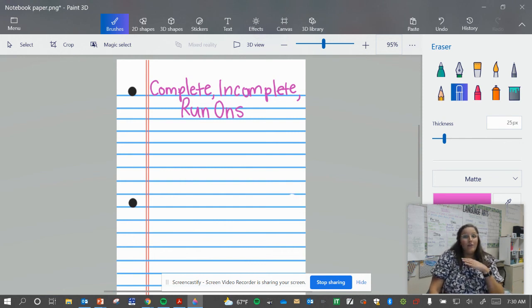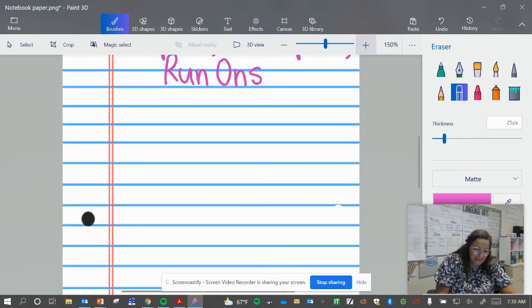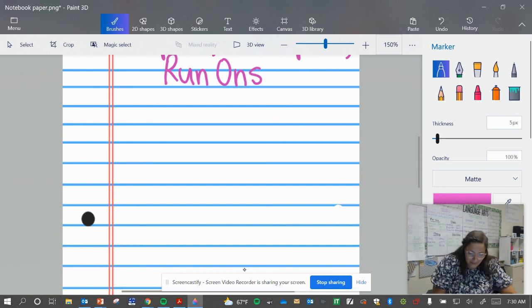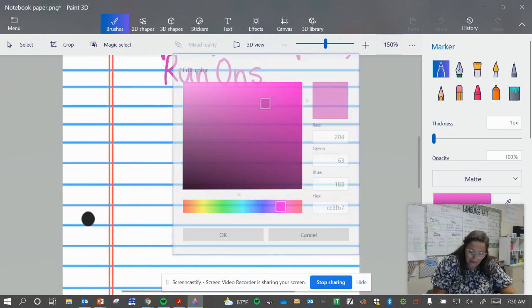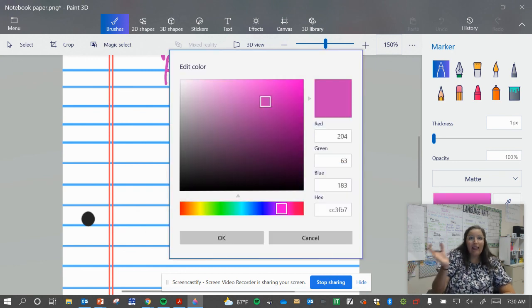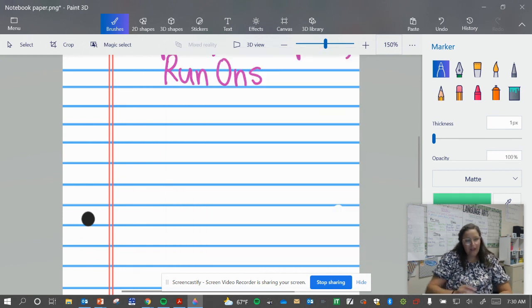Okay, so if you need to pause, if you're not ready to move on, that's okay. You just pause and then play it when you're ready. Okay, so the first thing we're gonna talk about is complete sentences. So complete sentences need to have a subject and whatever the subject is doing. Okay, so you think about the subject of the sentence, it's kind of like the who or the what. And we're going to talk lots more about subjects and predicates next week, but we're just going to have a little preview this week, okay?